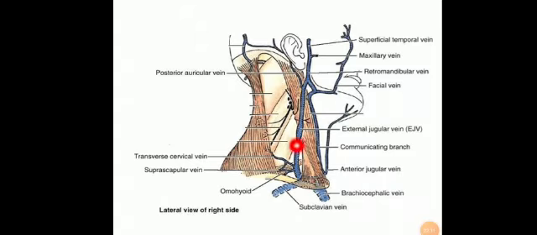The tributaries of the external jugular vein include the transverse cervical vein, suprascapular vein, and anterior jugular vein.